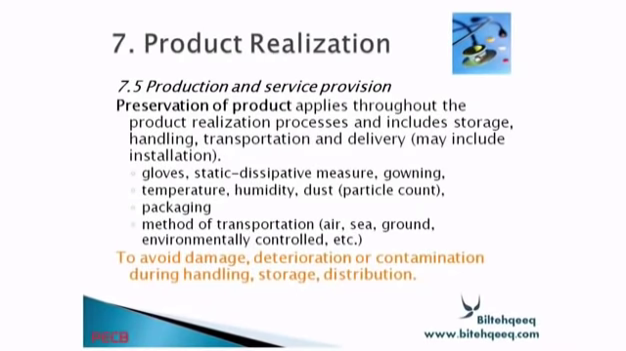And next is the preservation of product, which applies throughout the product realization process and includes storage, handling, transportation, and delivery, and may include installation, gloves, static-descriptive measures governing temperature, humidity, dust, particle count, packing, and methods of transportation, environmentally controlled, to avoid damage, deterioration, or contamination during handling, storage, and distribution. So you need a mechanism so that each product can be handled in a safe manner, and during the delivery phase to the customer, it should remain safe and should not be damaged.